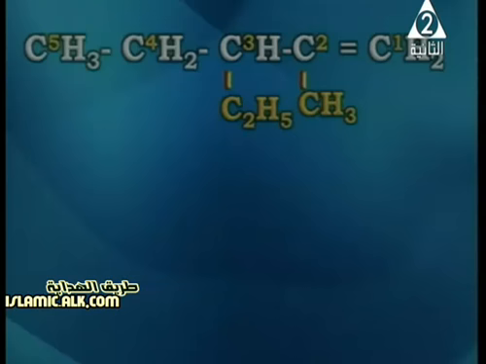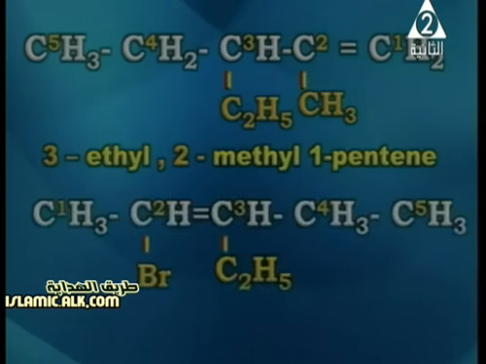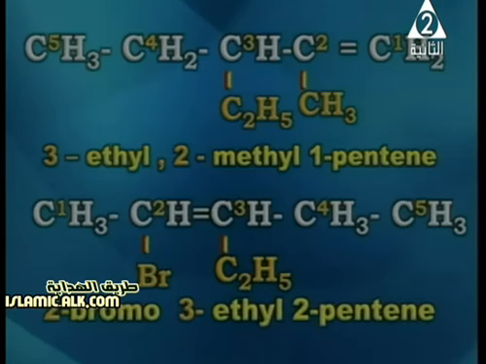Here my dear student, another compound. It will be 3-ethyl-2-methyl-1-pentene. Here another compound, my dear student, it will be 2-bromo-3-ethyl-2-pentene. Remember, my dear student, for alkene and alkyne, the longest chain starts from the position of the double bond or triple bond whenever you see the compound.